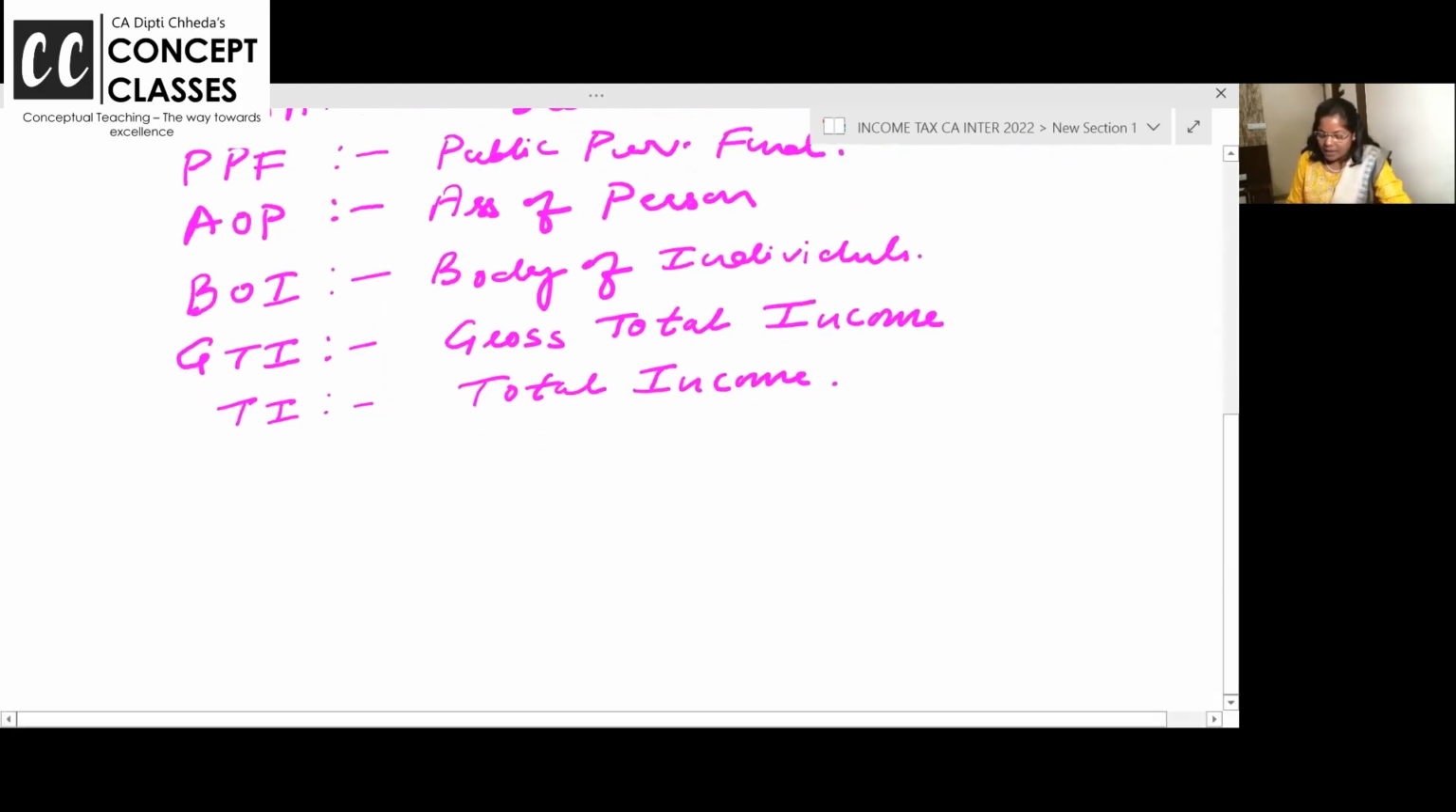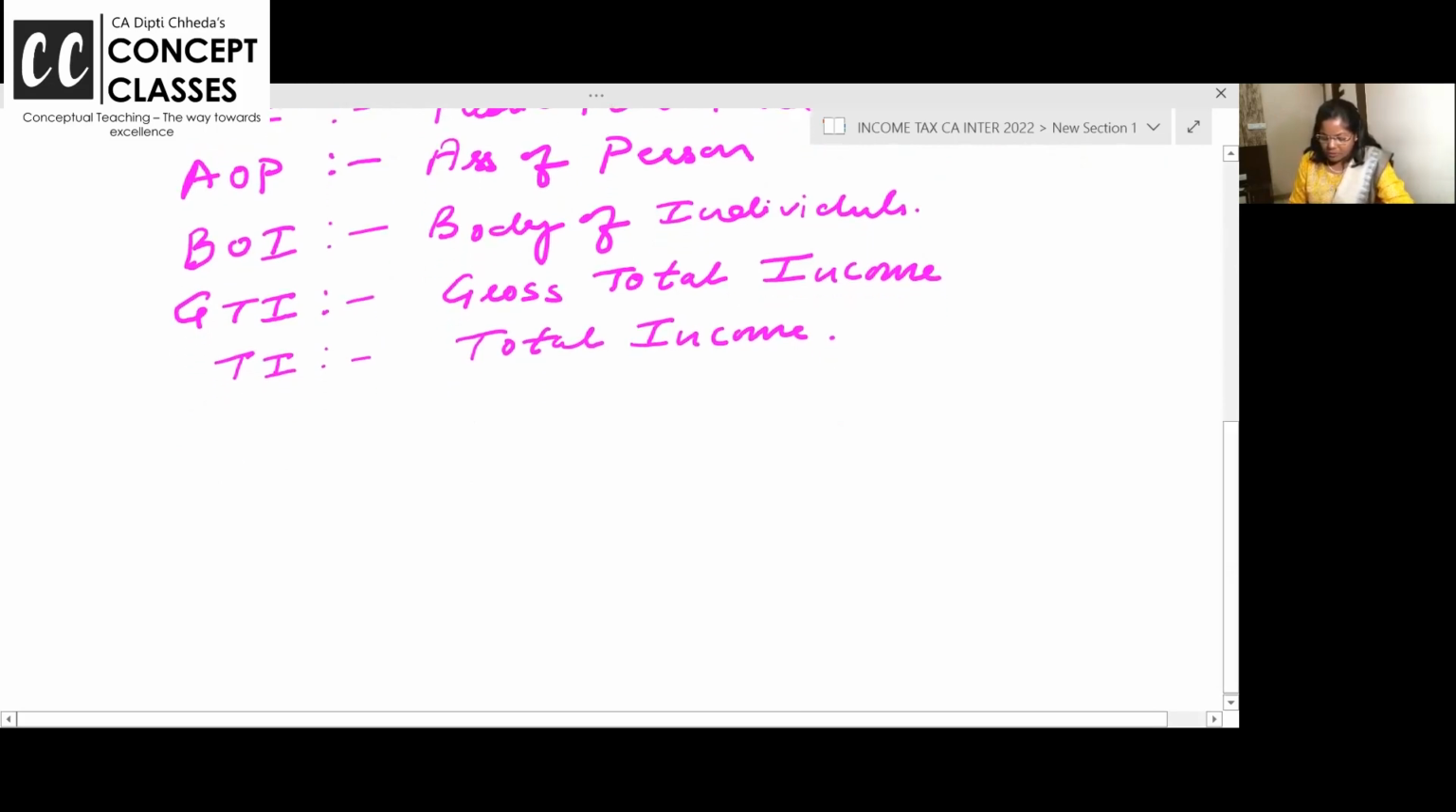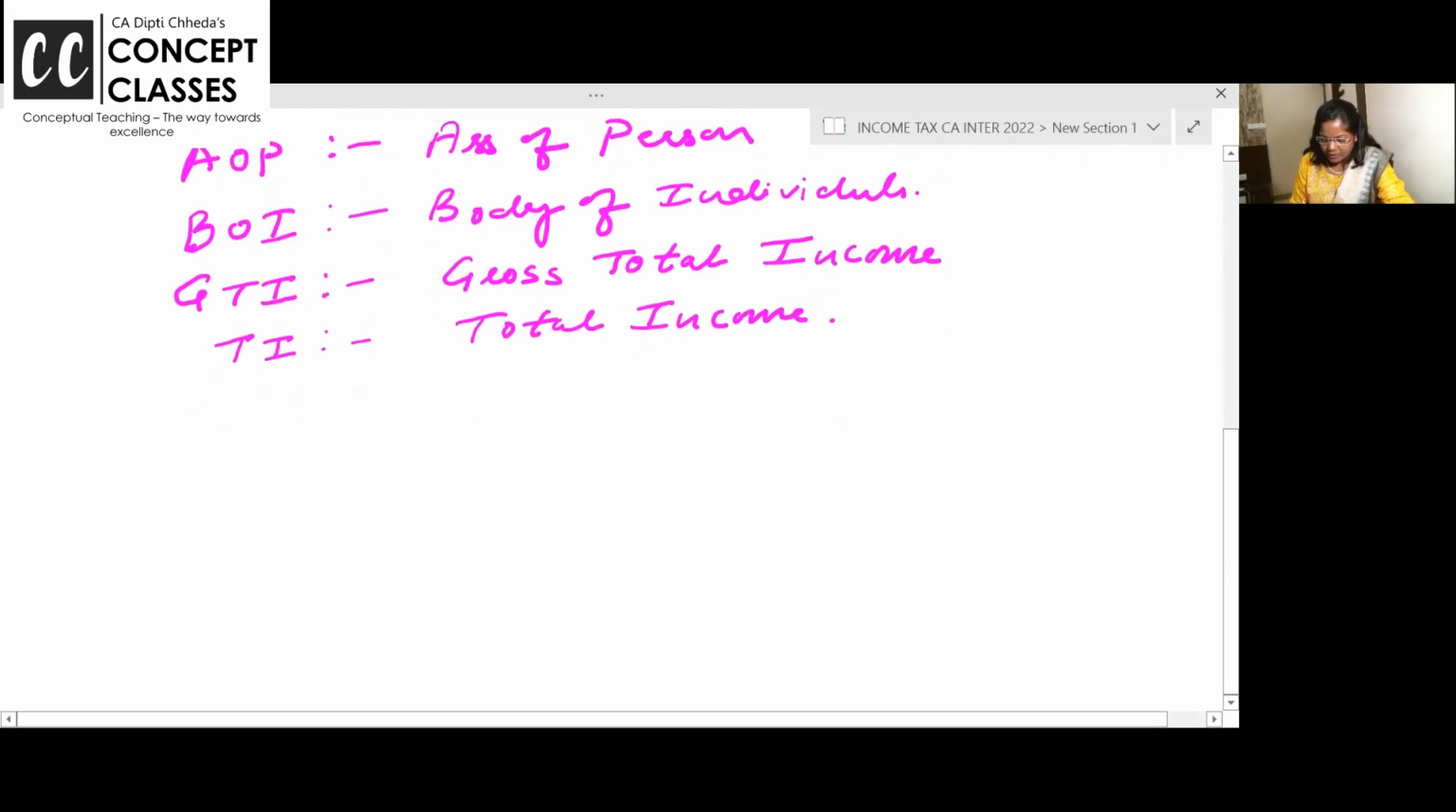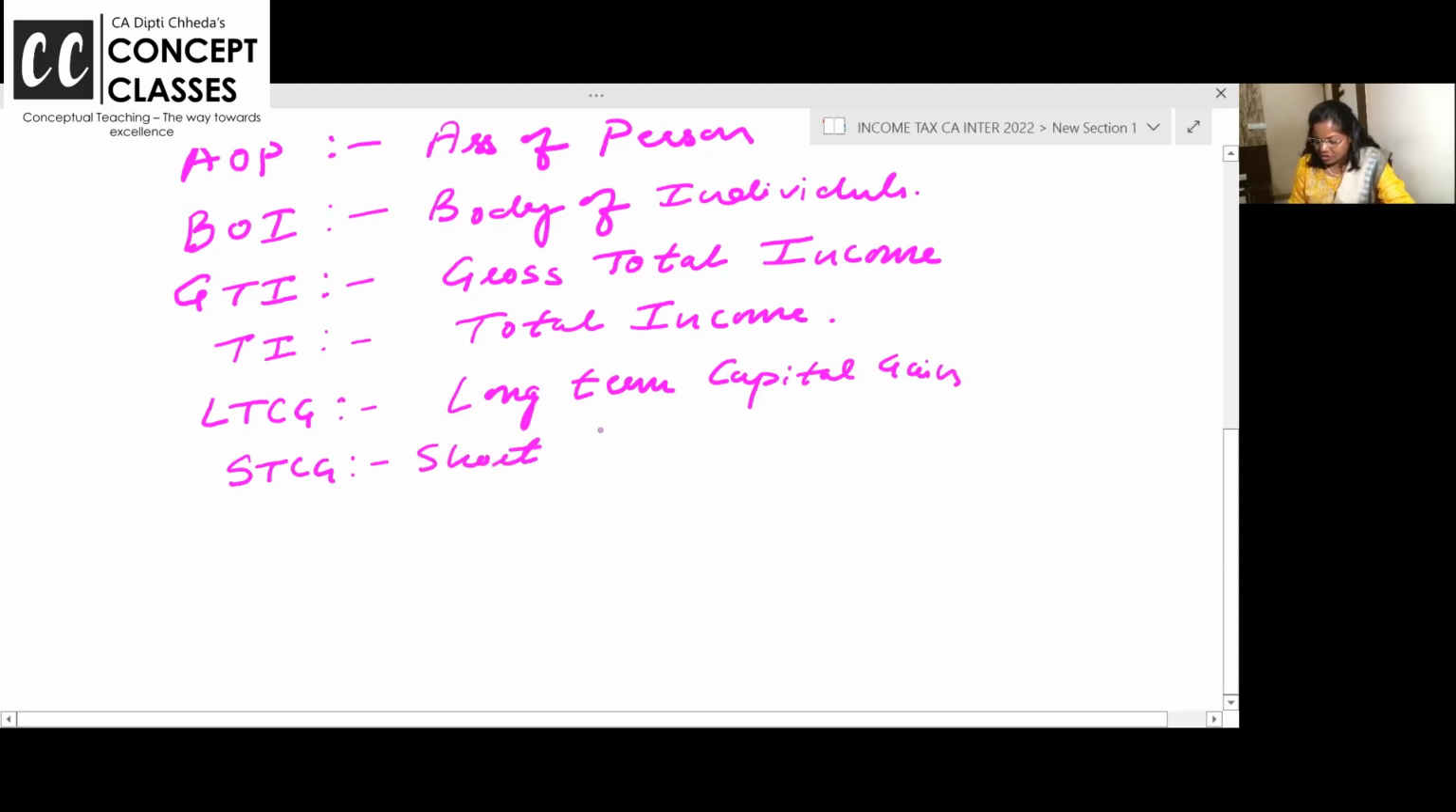Yeah. I'll shortly explain to you how mutual fund and all works. But usse related bhi kuch hai. So write down LTCG. Long-term capital gain. STCG. Short-term capital gain.